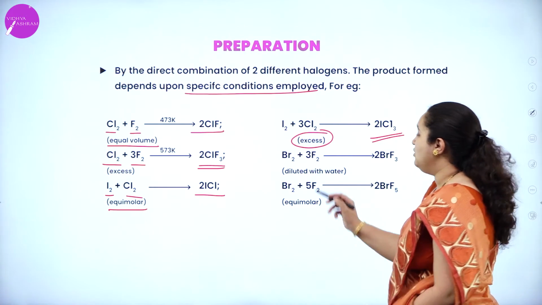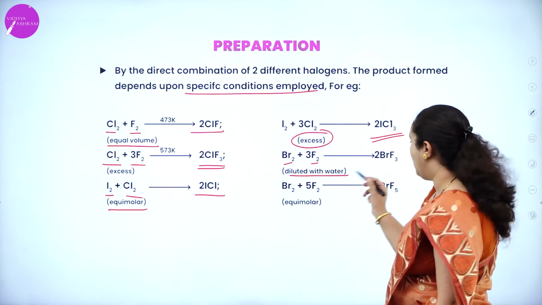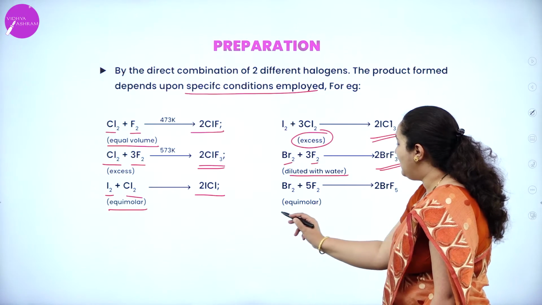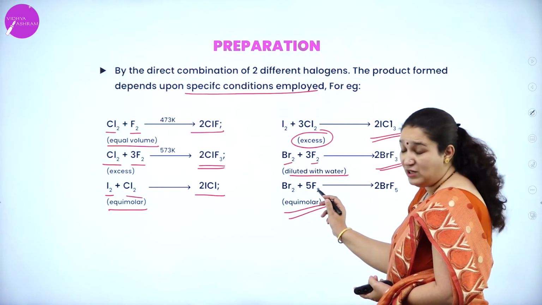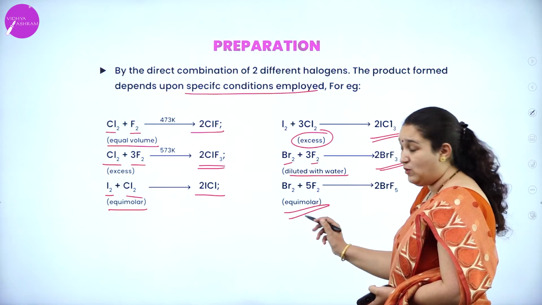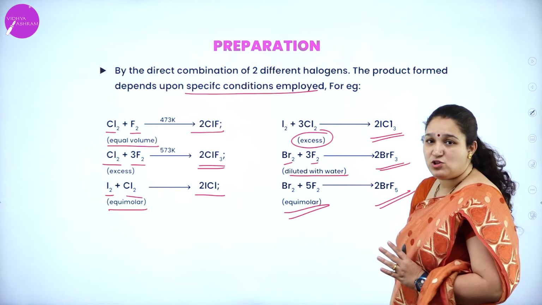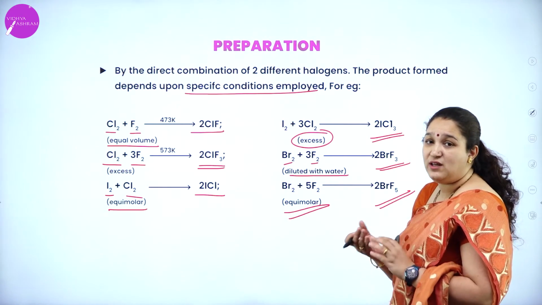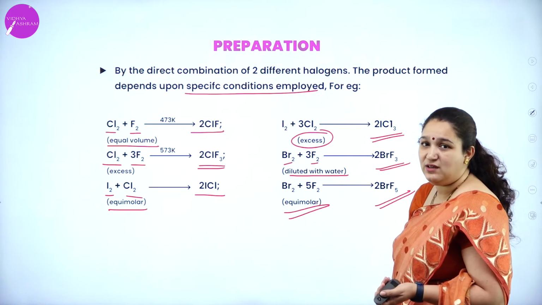Also, bromine and fluorine, both diluted with water, will give BrF3. And bromine and fluorine in equimolar ratio, but you can see that 5 fluorine atoms are there, sorry, molecules are there, but it is equimolar, you will get BrF5. So there are different methods of preparation in which only the conditions or the ratio of the concentrations are changing to get different interhalogens.